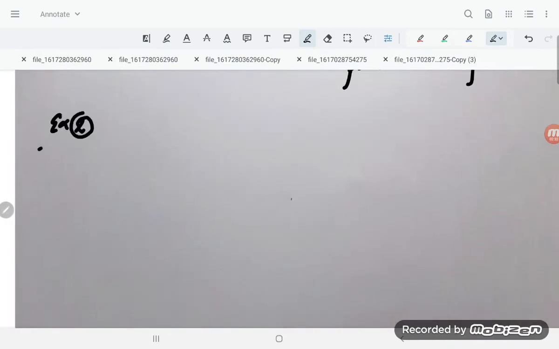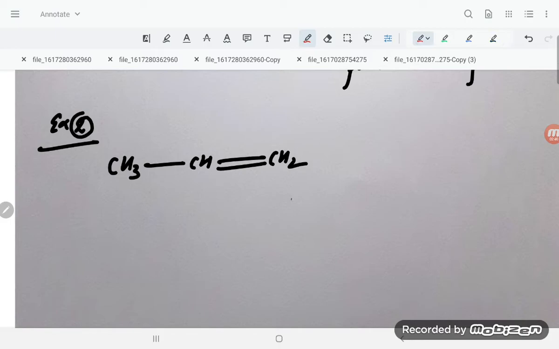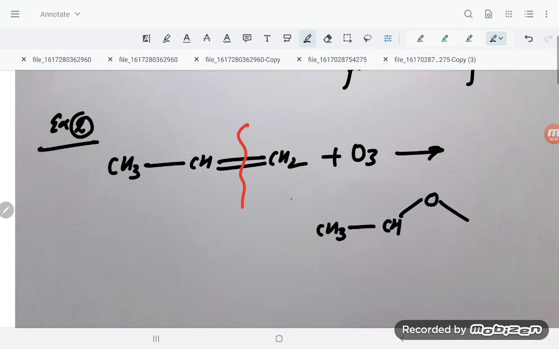Now we are taking example 2, try to practice it yourself, students. This is CH3, then we have CH=CH2. If you are treating with ozone, the bond is going to break from here. See what intermediate you are going to get. Here is the CH3, then CH, here is oxygen, then oxygen, and here it will come CH2, students. Here is CH2, and here is oxygen and oxygen.